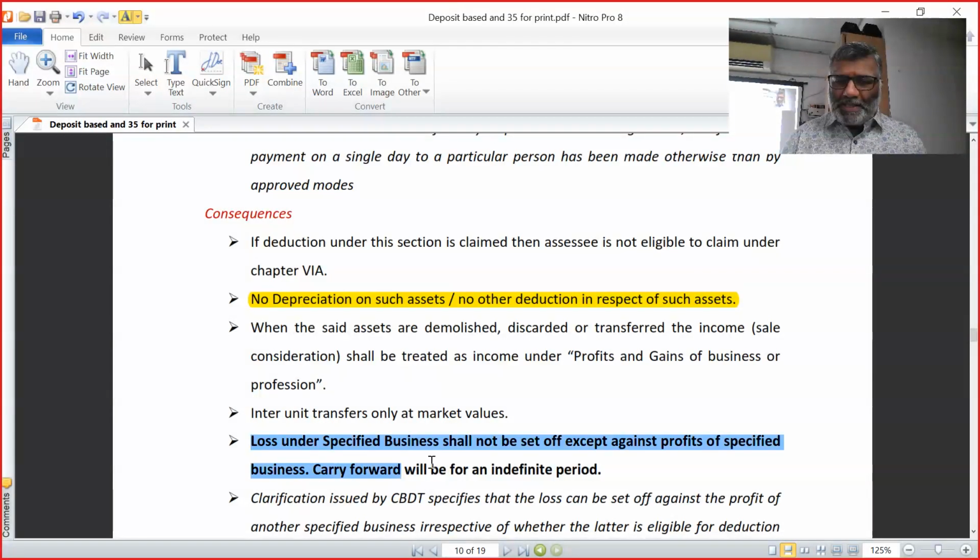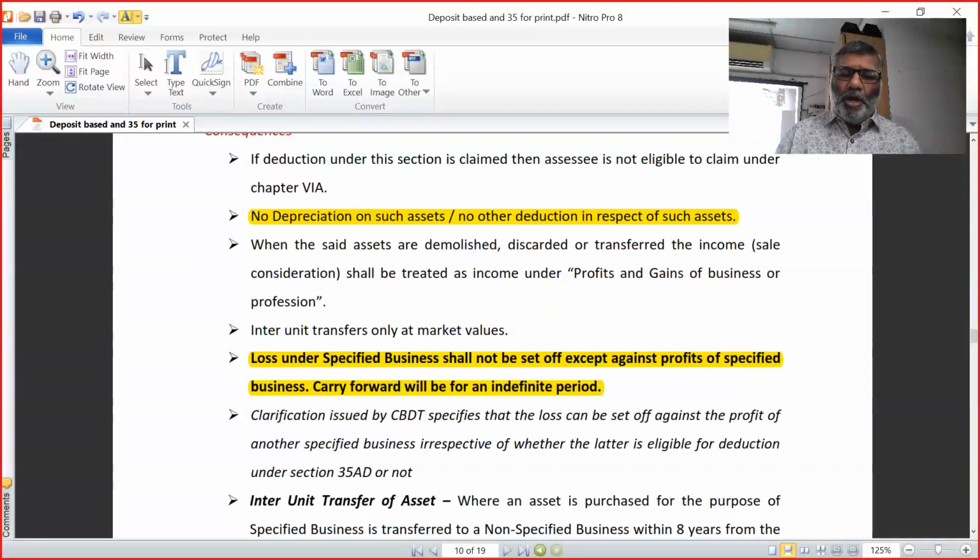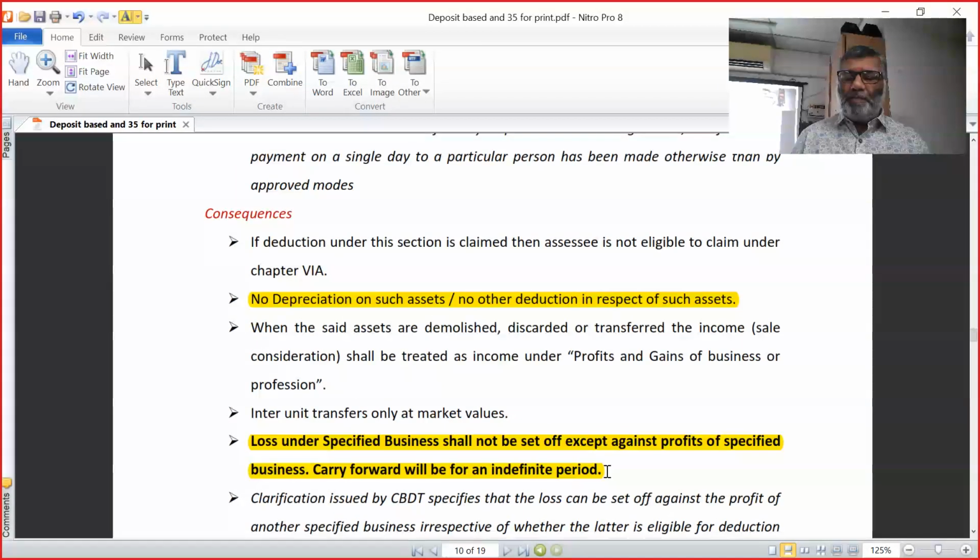Loss under specified business can be carried forward and set off only against income from specified business. And the carry forward is for an indefinite period. Till you set off, I will allow you. Not 8 years or something. Till you set off, I will allow you.